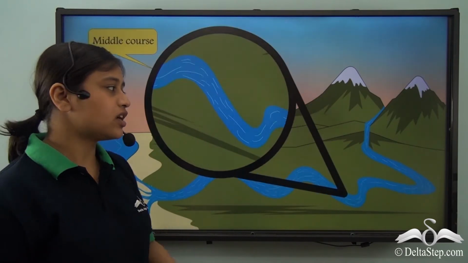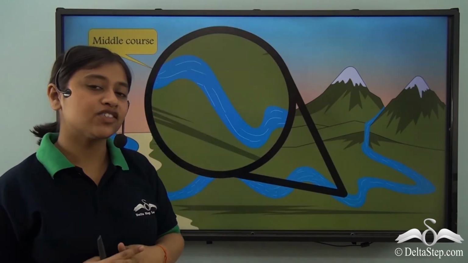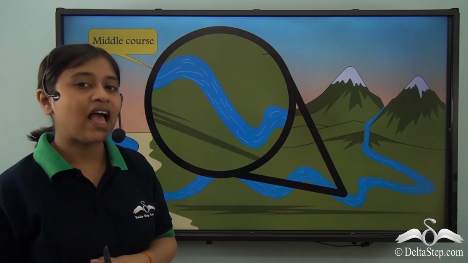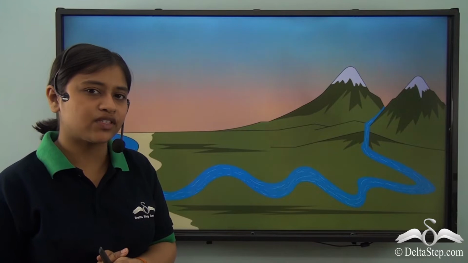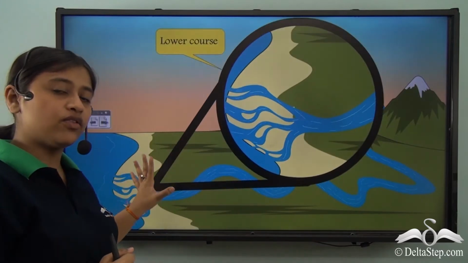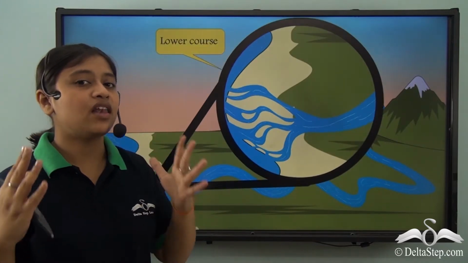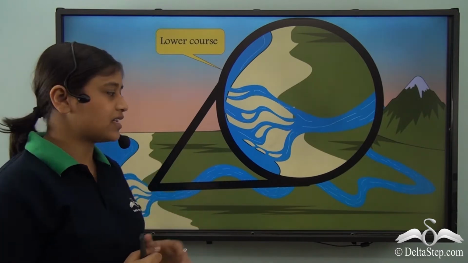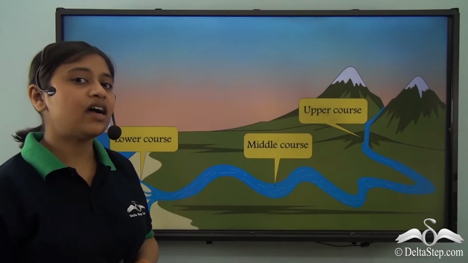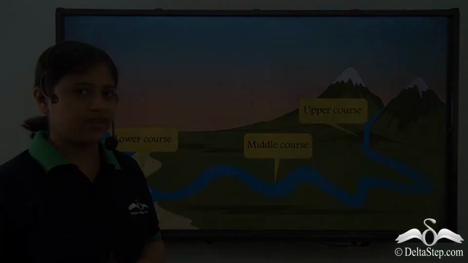Then moving on to the middle course, where it is passing through different plains, and it carries a lot of sediments and small rocks in this course. Coming to the lower course, where it ends into a larger water body like a sea or an ocean or a lake, where it has the river mouth. So there are three courses of the river.